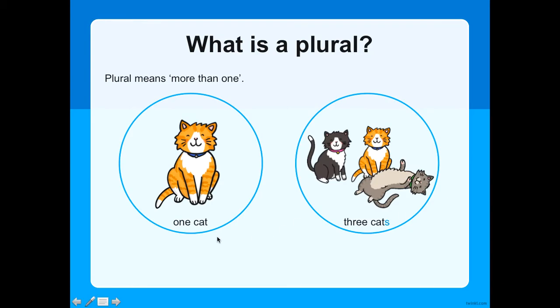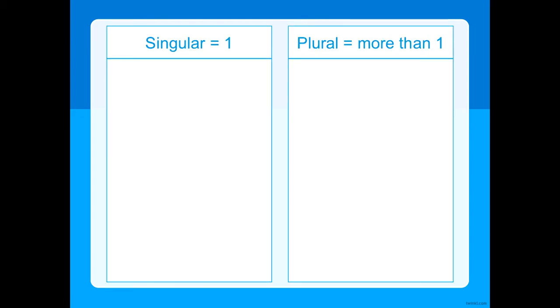You might notice that when there's only one of them, cat is just spelt as the word sounds. When there's more of them, we don't say 3 cat, we say 3 cats. We have added the s suffix onto the end of the word to show there is more than one cat. Let's have a look at some examples for today. So, remembering singular means there's just one, plural means there's more than one.